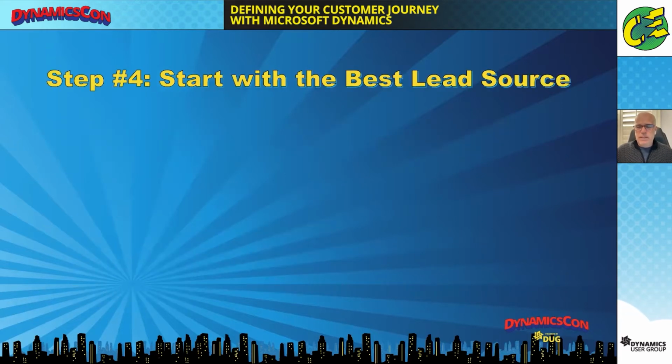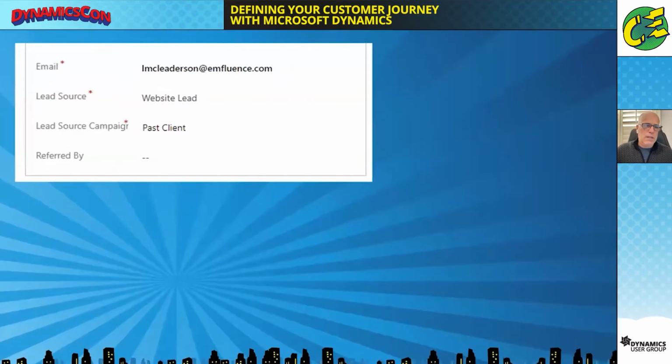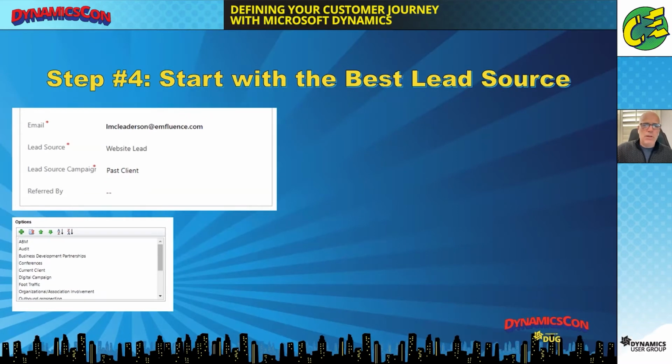So let's start with the best lead source. As I mentioned, this can get really complicated. You can get into a state of having to do lots and lots of work and confuse yourself early if you've never done this before. So let's start with a single lead source. Hopefully in Dynamics, we have the lead source and the lead source campaign fields populated historically so that we can go back and say which of these are best. The options for those fields could be an account-based marketing campaign, a digital audit, a business development partnership, or a conference. How did this person come to the table with their opportunity?